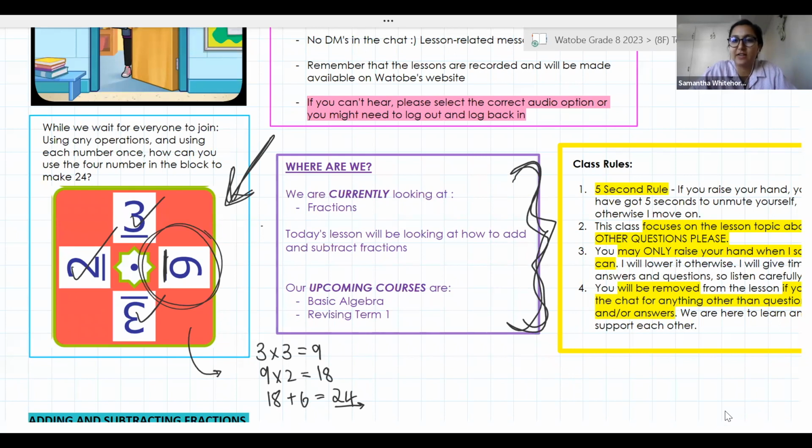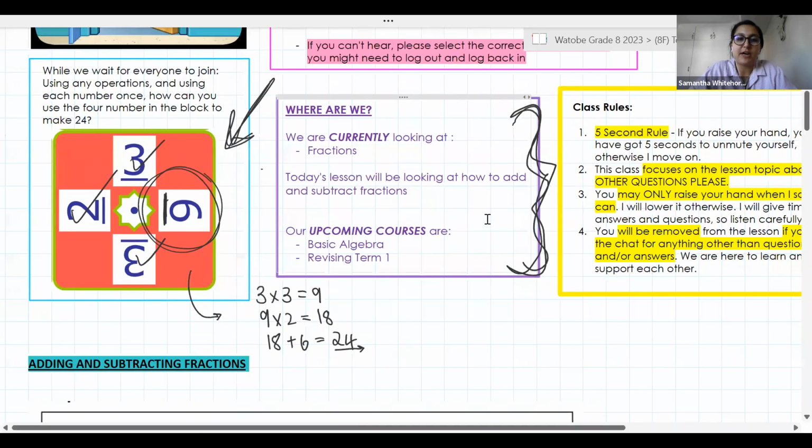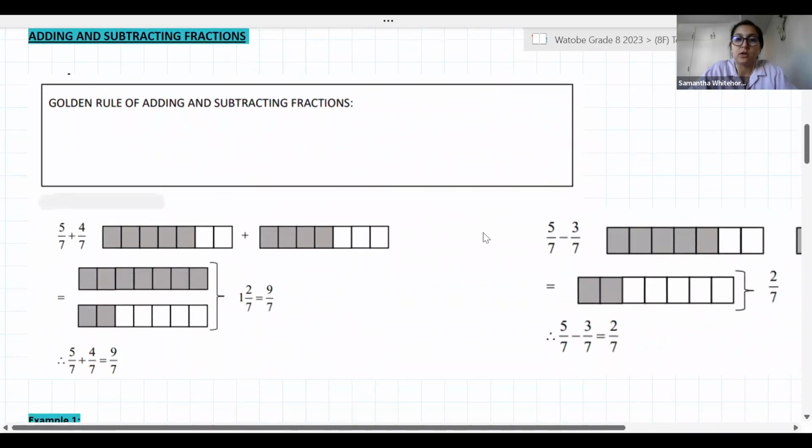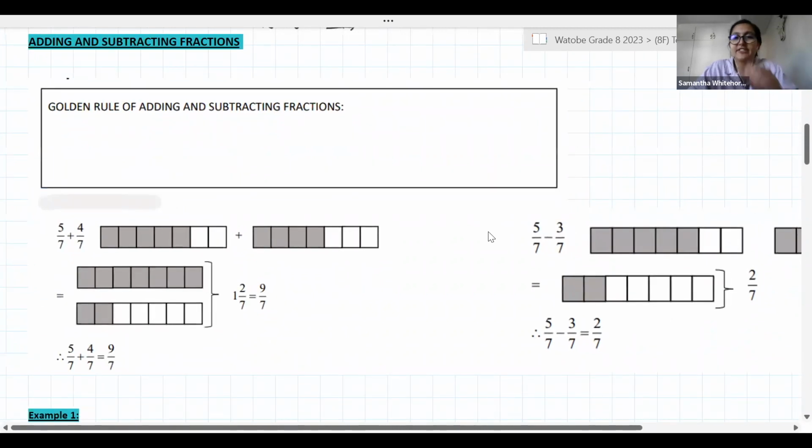Alrighty, guys, so let us have a look at adding and subtracting fractions. Again, please don't worry about load shedding and all the rest of it. Everything was recorded. Oh, excuse me. Alrighty, so let's do this.